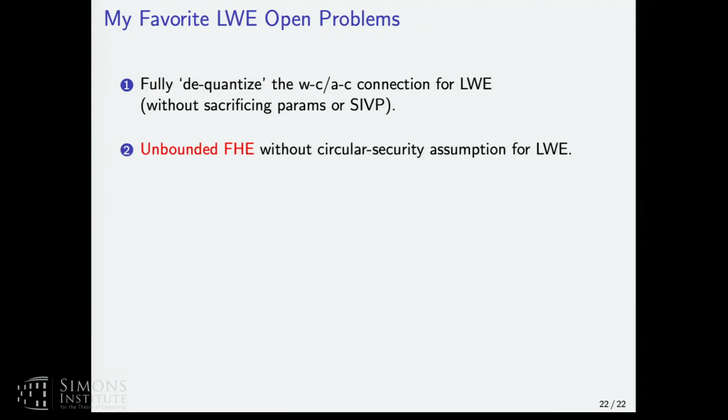Okay, then the next 2 are about applications. So one thing that I mentioned in applications is that we can do fully homomorphic encryption from LWE. But to get really fully homomorphic encryption, that is with no bound on what you can evaluate homomorphically, you need a circular security assumption so far. So this is a big problem, like get unbounded FHE without any circular security assumption. Just to get from plain LWE. That's a big interesting problem.